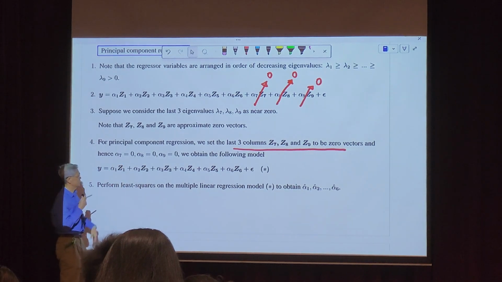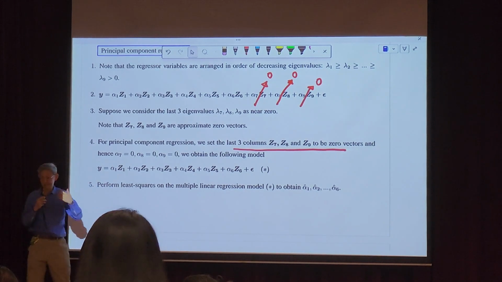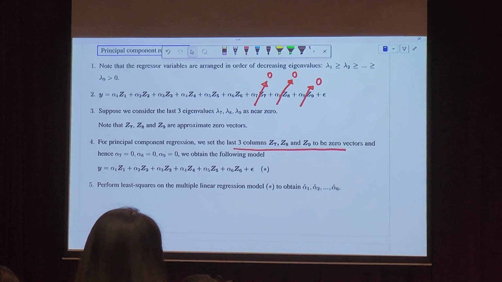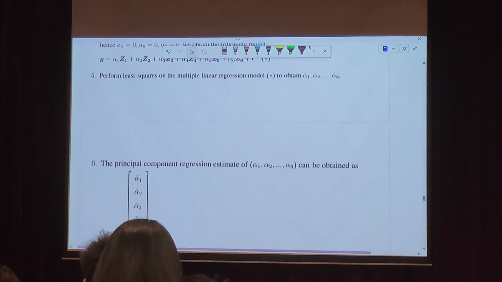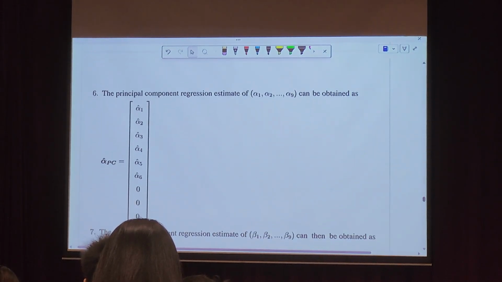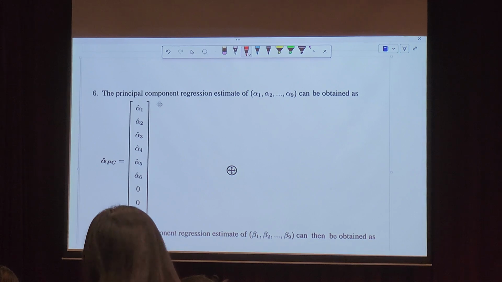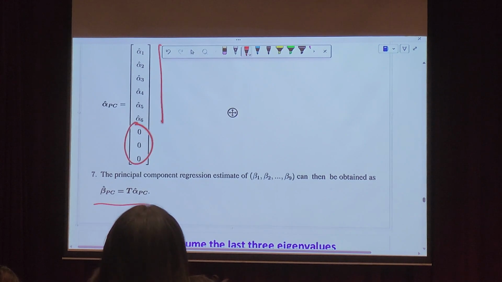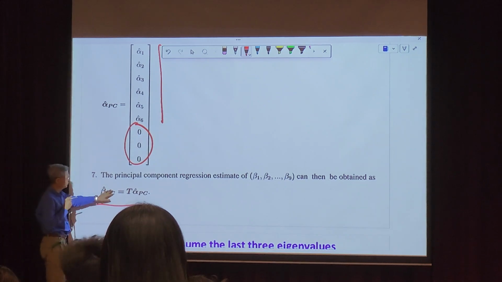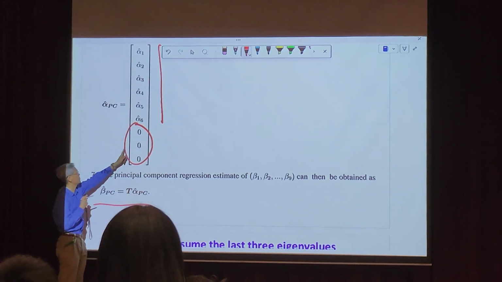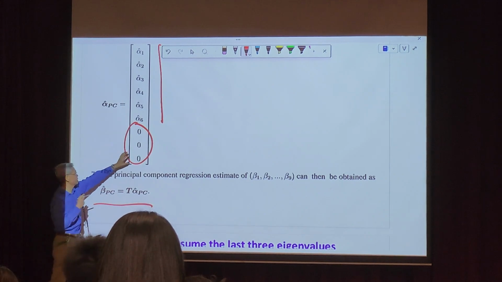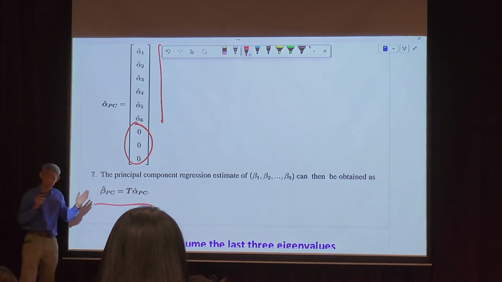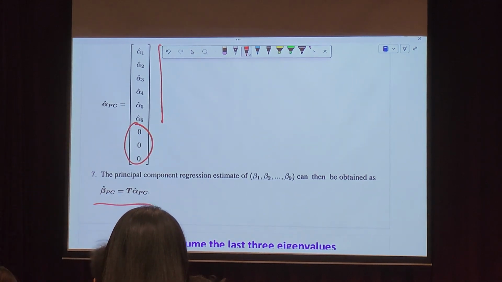Then you can solve this for alpha. After that, you can do a transformation to get beta. So once you do the regression, you will get the first 6, and then you set the last 3 to be 0, and then beta obtained using the principal component method is T times this. Now, although these 3 are 0, the last 3 here may not be 0 after transformation.